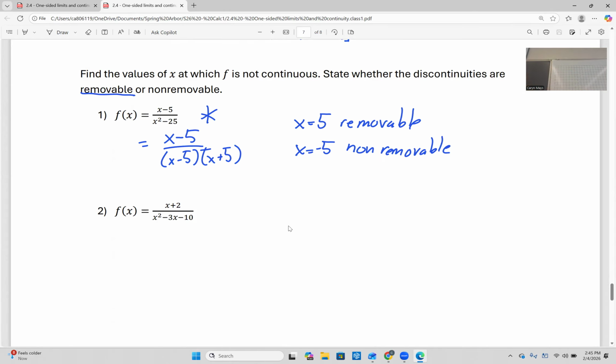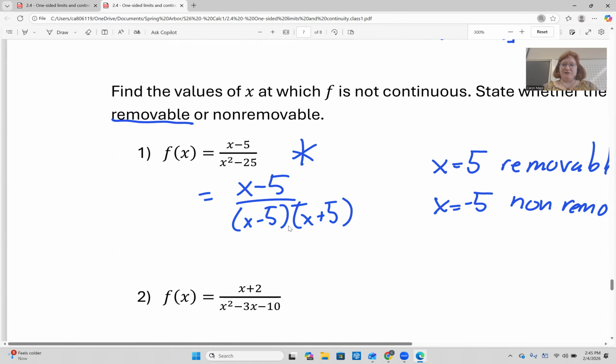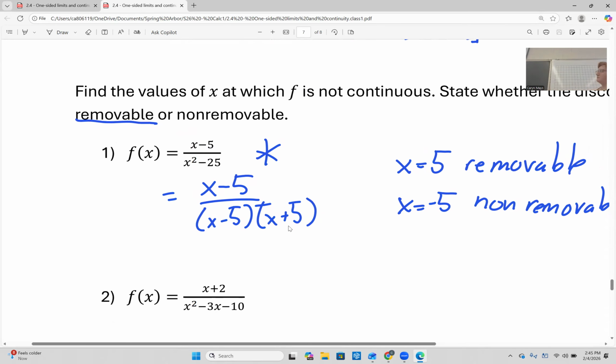So right at the end, talked about x minus 5 over x squared minus 25. X squared minus 25 is a difference of squares, factors into x minus 5 times x plus 5. If I look at what can cancel away, the x minus 5s can cancel away. So that makes 5, the thing I plug in to make that 0, removable. Whereas x equals negative 5 is non-removable.